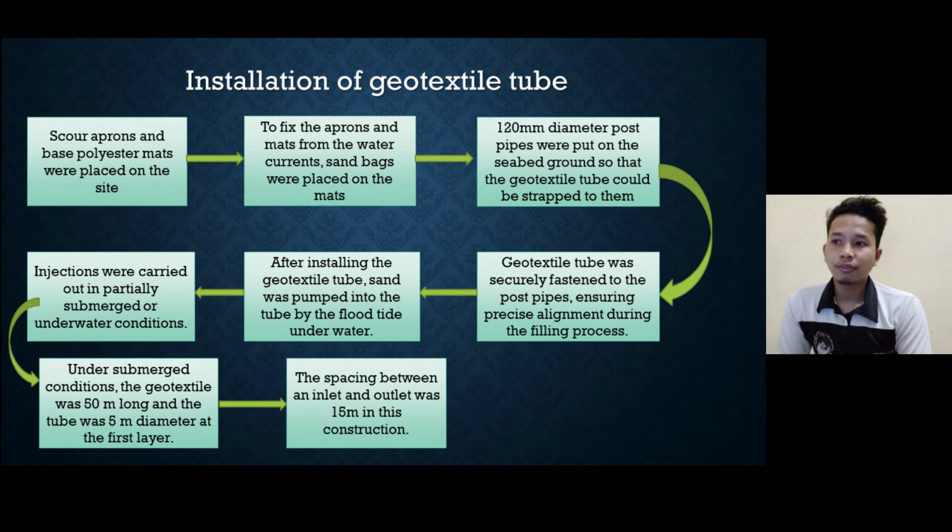Fifth, after installing the geotextile tube, sand was pumped into the tube by a floating tide underwater. Sixth, injection was carried out in partially submerged or underwater conditions. Seventh, under submerged conditions, the geotextile tube was 50 meters long and 5 meters in diameter at the first layer. And lastly, the spacing between the inlet and outlet was 50 meters in the construction.